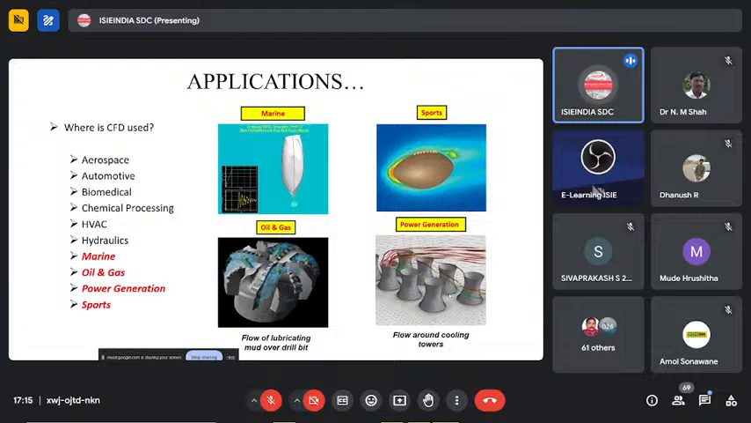Even in the sports sector, CFD is used to study the fluid flow around the ball to understand and optimize its aerodynamic design, which includes analyzing how the airflow affects the ball's trajectory or spin stability. So these are all the applications where CFD is nowadays used.